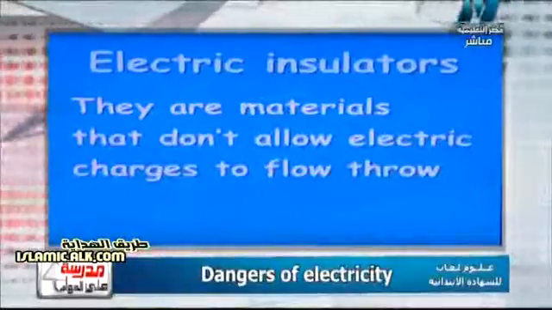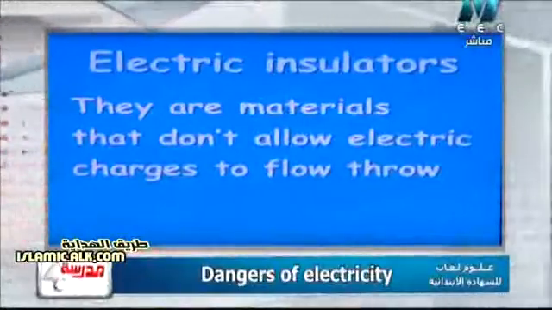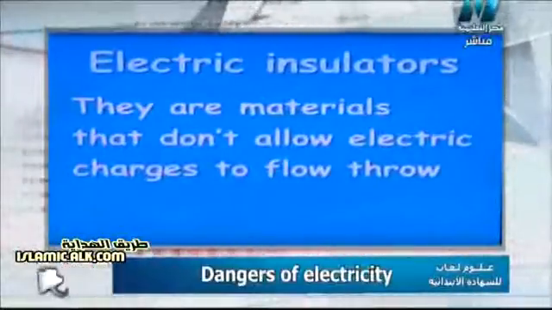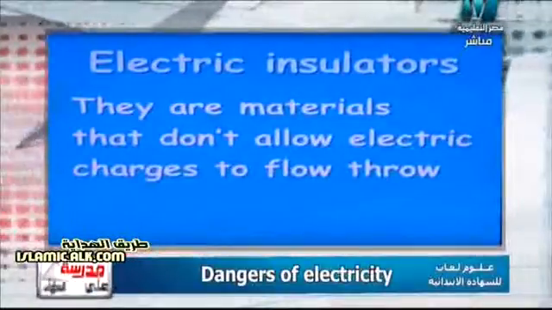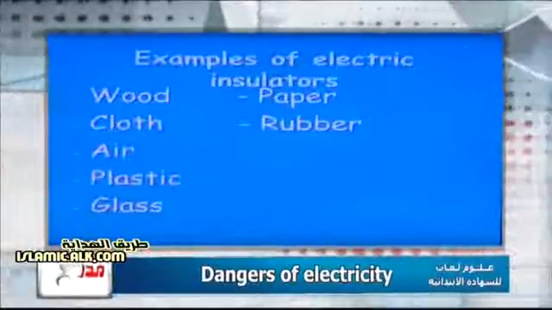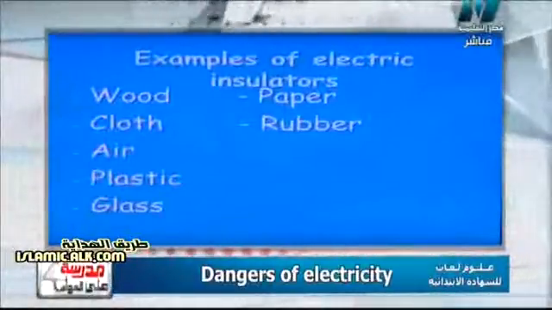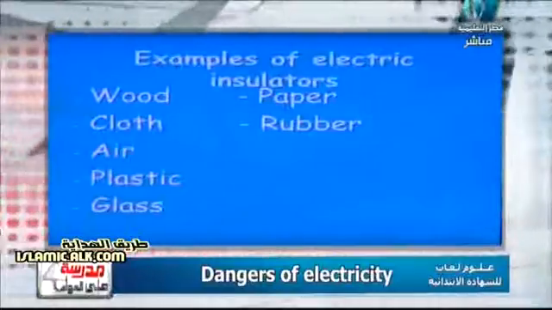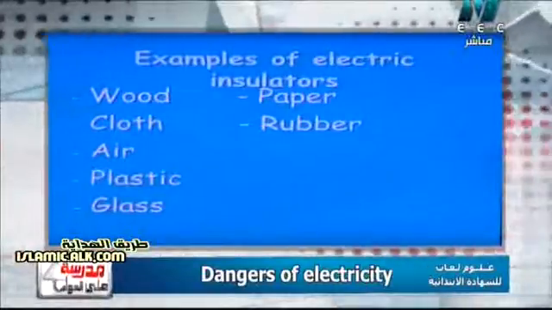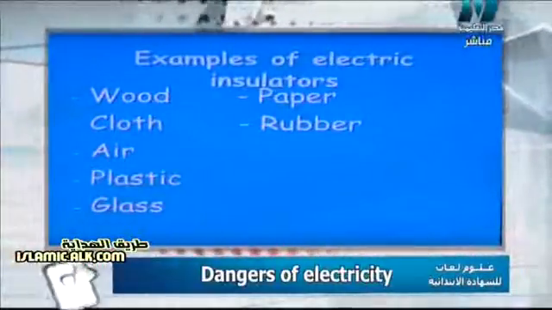So what about the insulating materials? We have a definition for insulators: they are materials that don't allow electric charges to flow through, such as wood, cloth, air, plastic, glass, paper, and rubber. Again, we have many examples of electric insulators such as wood, glass, air, plastic, paper, and rubber.